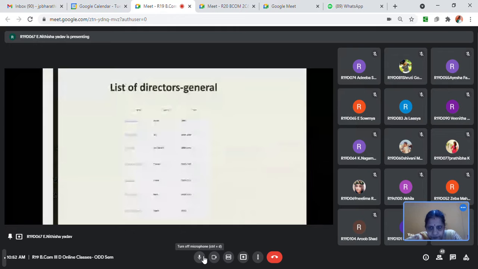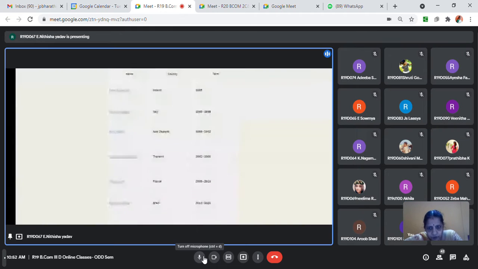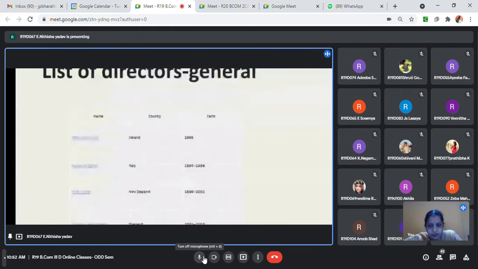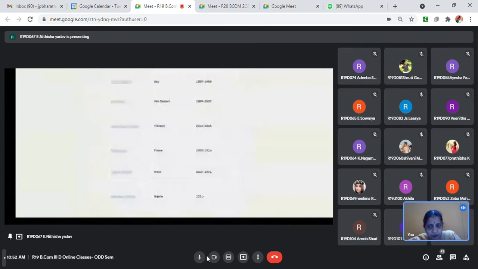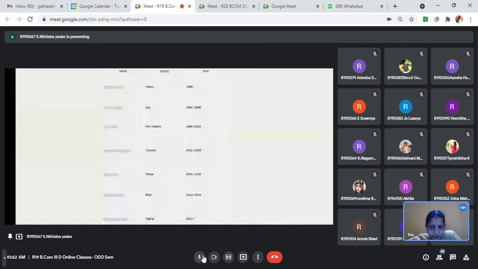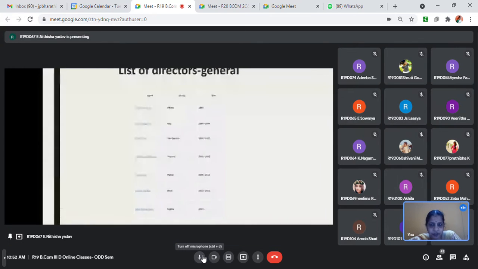The list of directors general. We can also say that the WTO platform has a list of directors from the member countries. They represent their respective countries. Why should they represent? Because they have to bring the benefit of WTO to their own country, and also they have to initiate the exports and imports of their own mother nation onto the world platform. That's the reason why they represent the WTO on the bigger platform. Next.